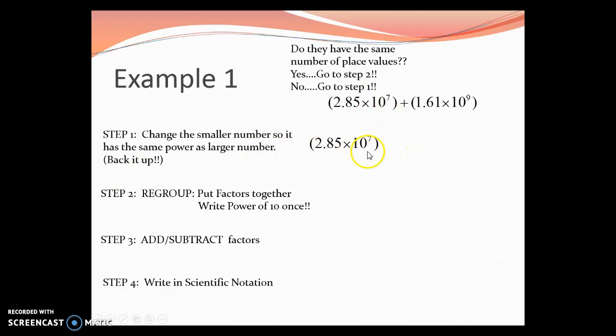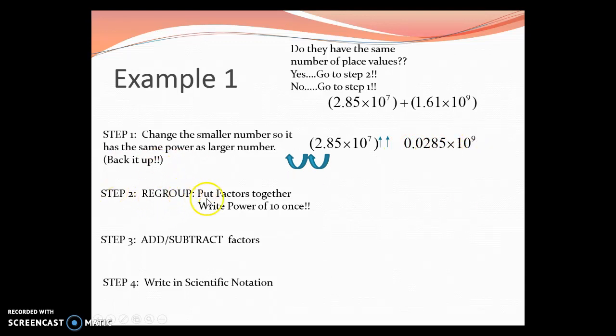Here's our smaller number, 2.85 times 10 to the 7th. I'm going to back it up. I have to back it up twice, once to get around the 2, and then one more. So we're going to have to add a 0 and then put our decimal point right here. That is going to raise my exponent twice, and that's going to look like this. So there's the 1, the 2, and now we're at the 9.